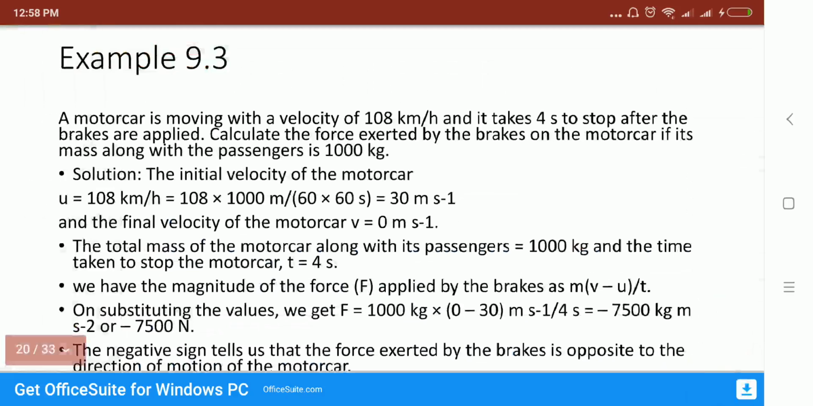A motor car is moving with a velocity of 108 km per hour and it takes 4 seconds to stop after the brakes are applied. Calculate the force exerted by the brakes on the motor car if its mass along with the passengers is 1000 kg.